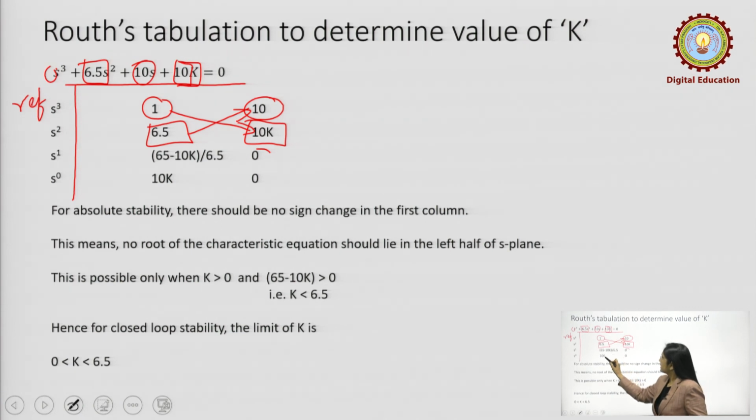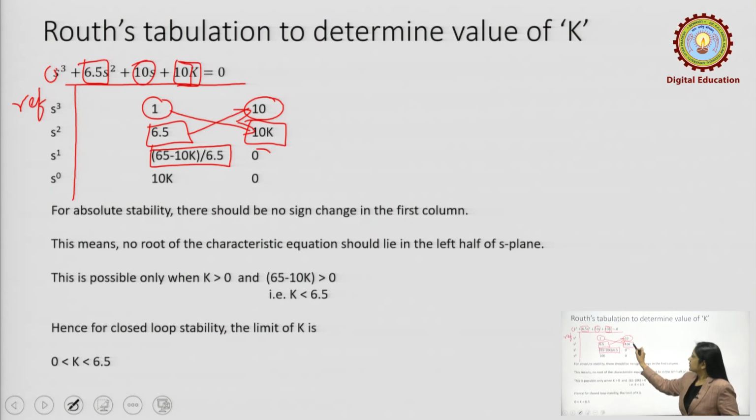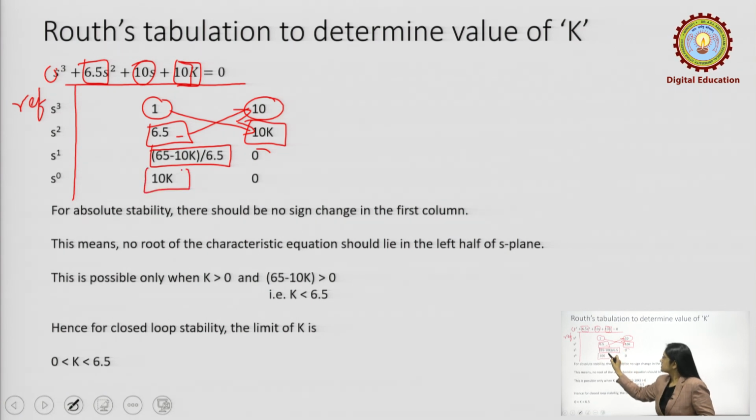How do we get this value? It is the first element multiplied by 10 k minus 0, upon the first element here. So, we get 10 k and the remaining are 0. The question here is to determine the absolute stability, the value of k for which the system is absolutely stable. So, for absolute stability, what is the Routh condition here? For the roots not to lie on the right half of the S plane, the first column elements should all have a positive sign.